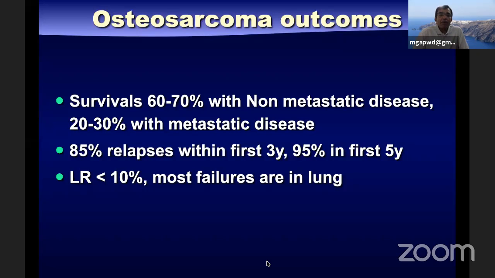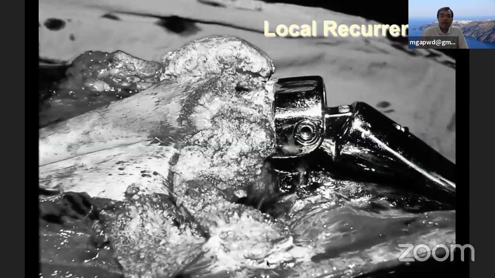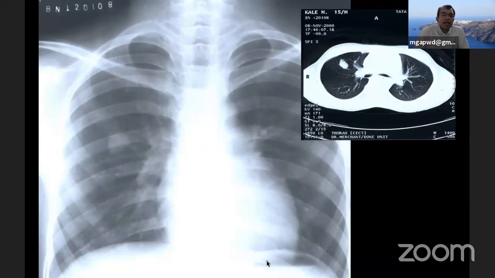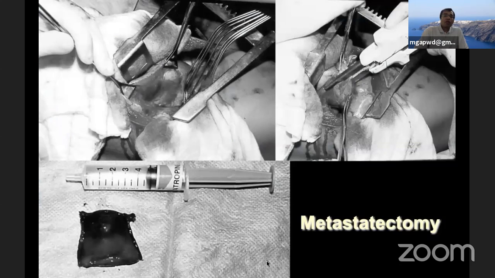Most of the failures will happen in the lung, and as long as the number of nodules is few and it can be resected, the patient still has a decent chance of survival. You can sometimes get a local recurrence in about 5% of the cases. Very often you may need an amputation, but if you pick up the local recurrence early and the location is such that you can get a margin, it may be possible to still do a limb-saving surgery. For metastatic disease, as I said, metastatectomy is possible, where you can remove that segment of the lung which has metastatic disease and still expect the patient to be a long-term survivor.